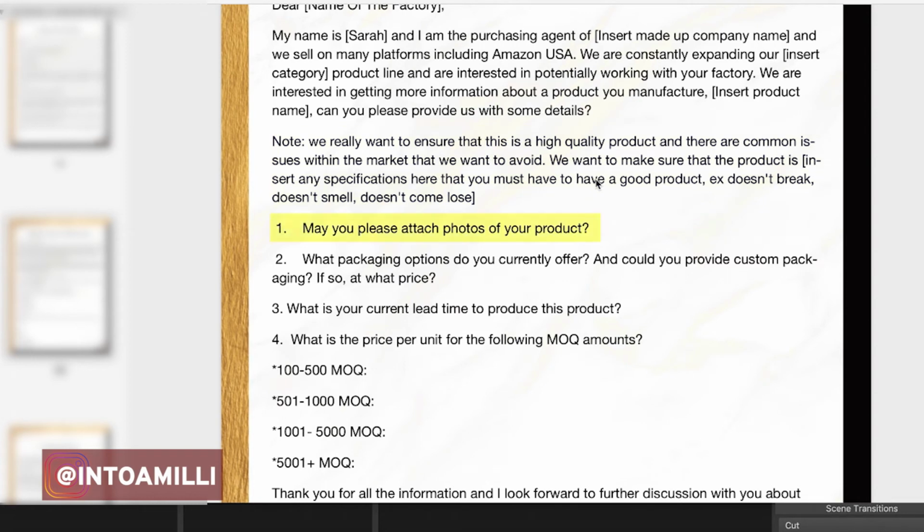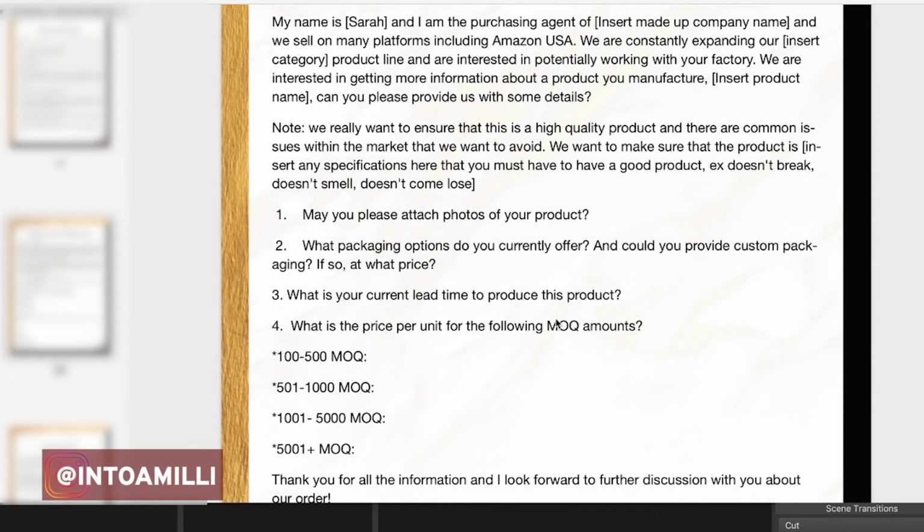May you please attach photos, just so there's no confusion. 2, what package options do you currently offer, and could you provide custom packaging? If so, at what price? A lot of the times, if you need a box design or an actual specific package, not just some black bag, there's going to be an extra fee, and you want to make sure you know the cost of that fee. What is your current lead time to produce the product? How long it's going to take?